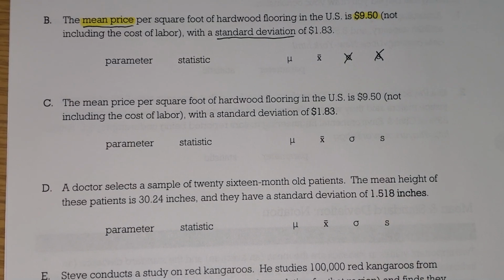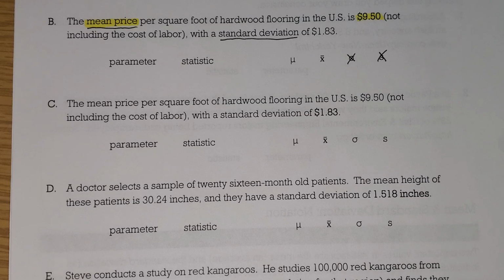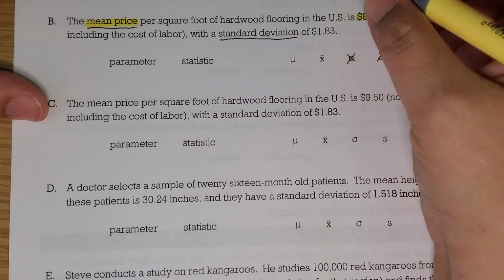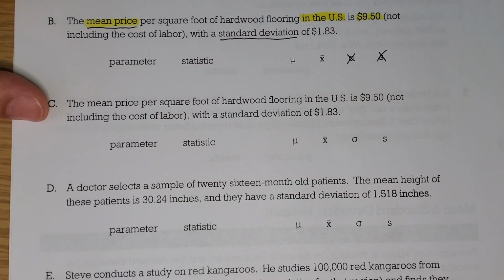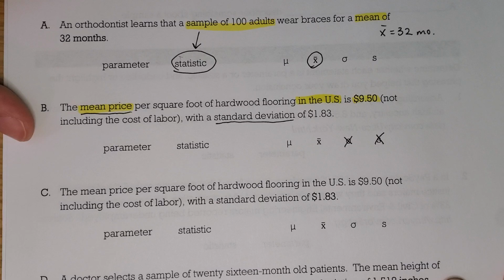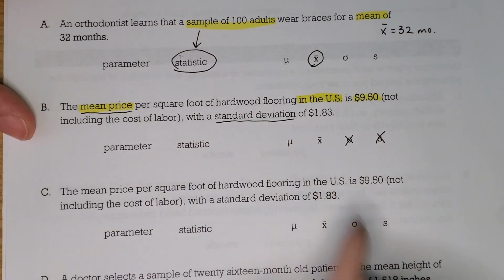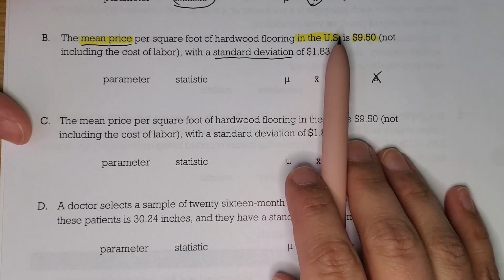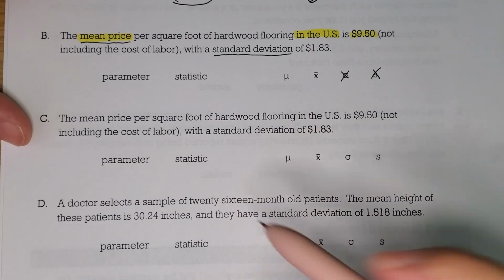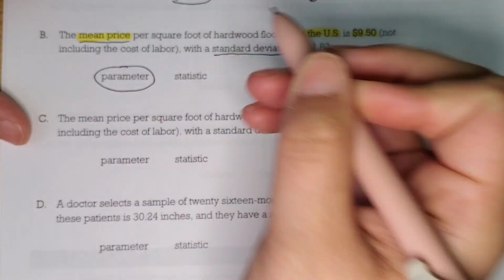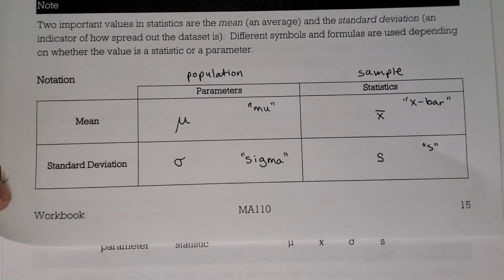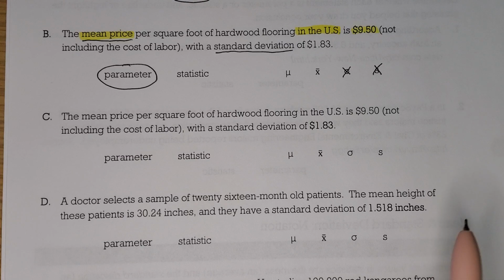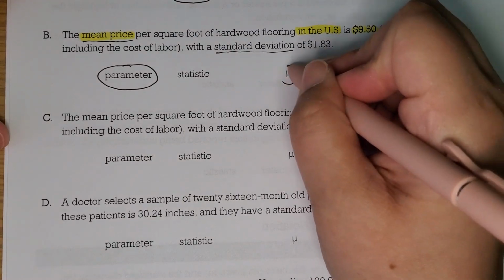Then I have to figure out, is it a parameter or a statistic? They're talking about the mean price of hardwood flooring in the US. In example A, they told us it was about a sample of adults. Here, it's just about flooring in the US, so that's telling me this is a population. So this will be a parameter. And for a population, it's got to be either mu or sigma. So it's not x bar, which means it must be mu.